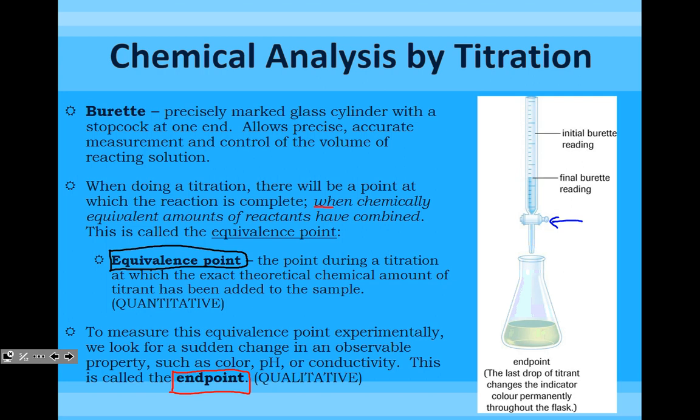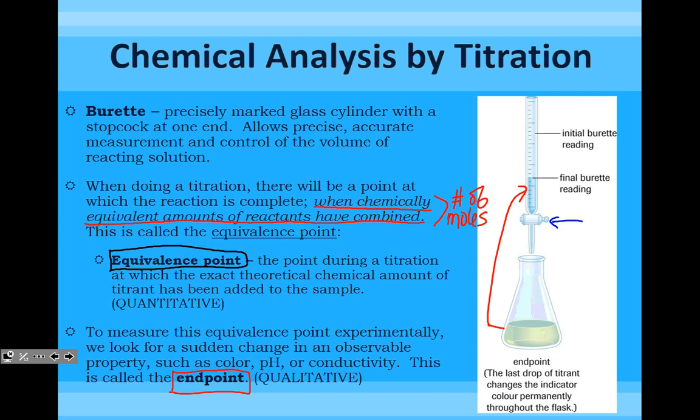It's when chemically equivalent amounts of reactants have combined. This is very important because when we're talking about chemically equivalent amounts, we're talking about number of moles. So you have the same number of moles of your reactants, in this case the sample and the titrant, equivalent amounts of moles of those two when they have reacted with each other. Once that happens, it's called the equivalence point.